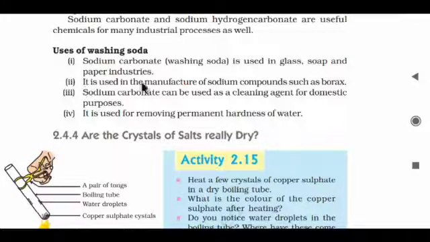It is used in the manufacture of sodium compounds such as borax. Sodium carbonate can be used as a cleaning agent for domestic purposes. It's used for removing permanent hardness of water.